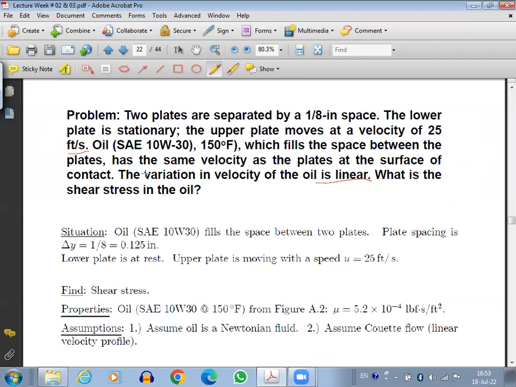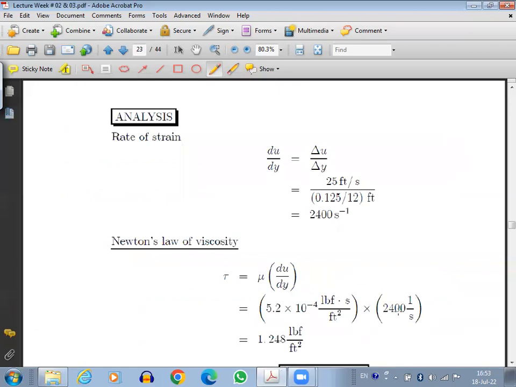Same formula, nothing new. Okay, so based on the oil, they determine what is the viscosity. Since the oil is a Newtonian fluid and it has assumed Couette flow, we'll have a linear velocity profile. So based on that, first we find what is du by dy. Du by dy is same as dv by dy, which is delta v by delta y.